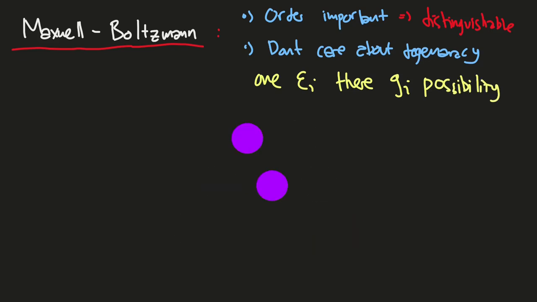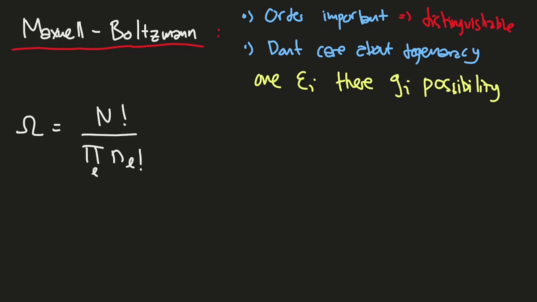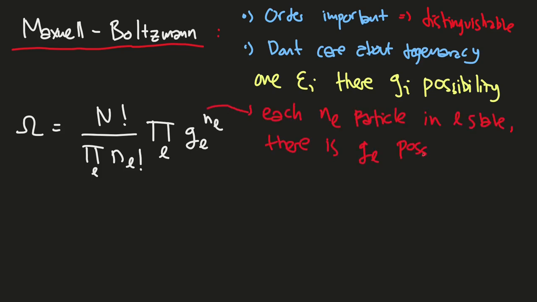So here, the distribution of particles is given by this omega, that is N capital, the total particle number, factorial, divided by the multiplication over each Nl factorial, and we multiply this quotient by this multiplication of gl to the power of Nl, which means that each particle in state l has degeneracy gl. So that's how degeneracy is handled.